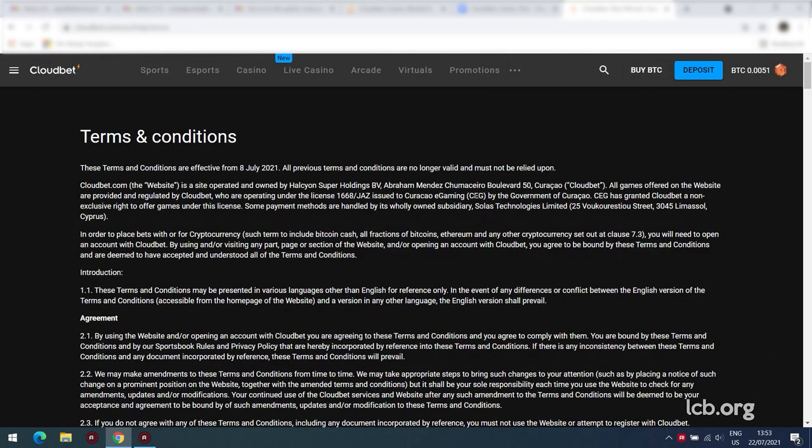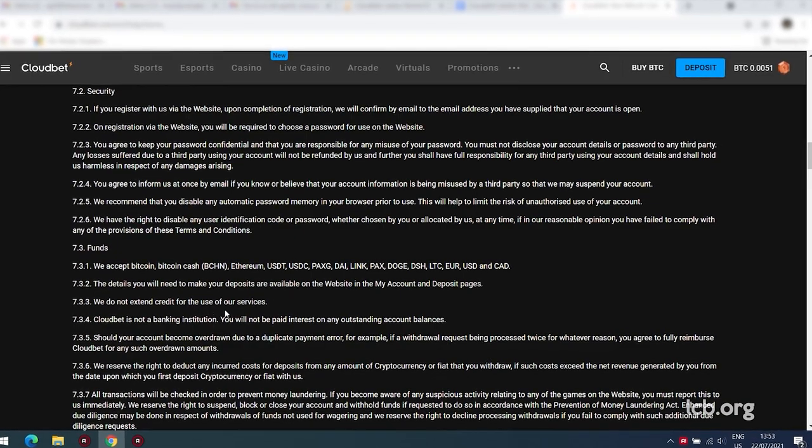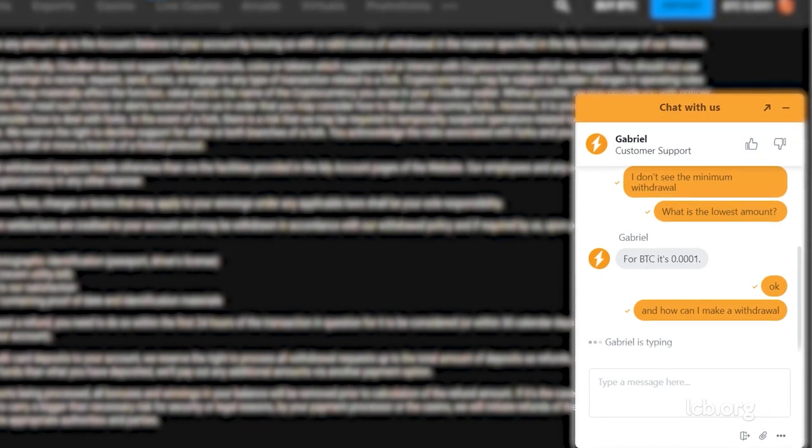When analyzing the terms, the tester didn't encounter any information related to the minimum withdrawal amount. To find out, she got in touch with the live chat support agent, which explained that the minimum sum to cash out is 0.0001 Bitcoin. The tester also inquired about the withdrawal procedure.